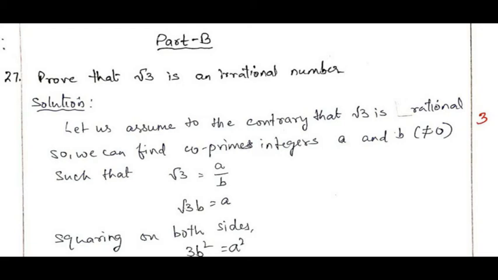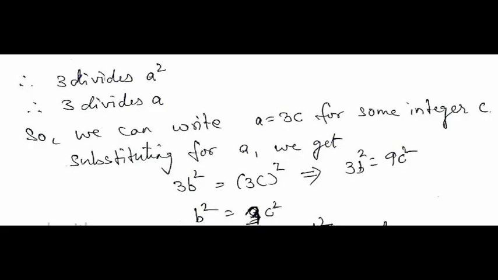Question number 27. Prove that root 3 is an irrational number. Let us assume to the contrary that root 3 is rational. So we can find co-prime integers a and b not equal to 0 such that root 3 is equal to a by b. Cross multiply. Root 3b is equal to a. Squaring on both sides, 3b square is equal to a square. Therefore, 3 divides a square and 3 divides a.